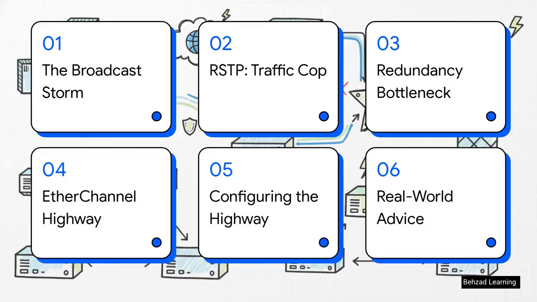Okay, let's take a quick look at our project blueprint for the day. First up, the broadcast storm. 2, RSTP, the intelligent traffic cop. 3, the redundancy bottleneck. 4, EtherChannel, the superhighway. 5, configuring the highway. And finally, number 6, the architect's real-world advice.